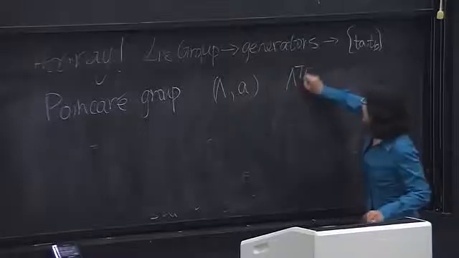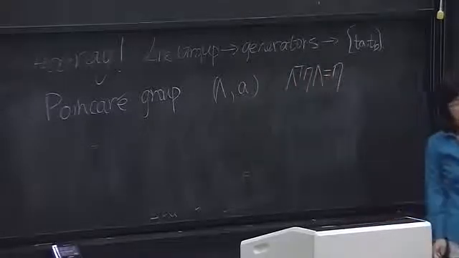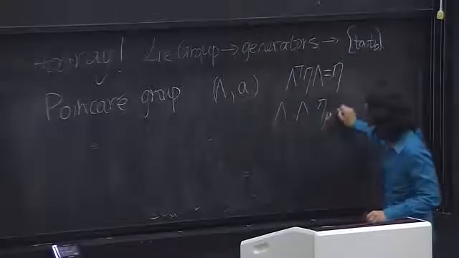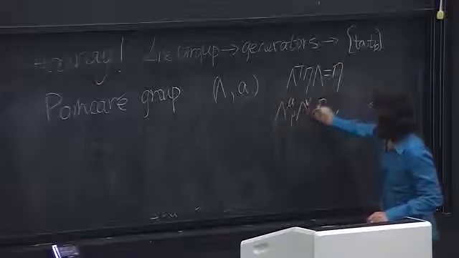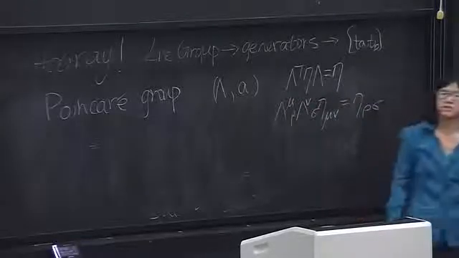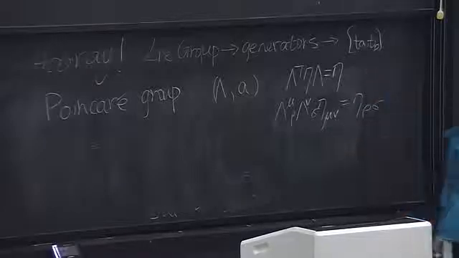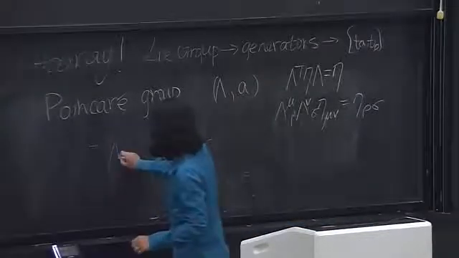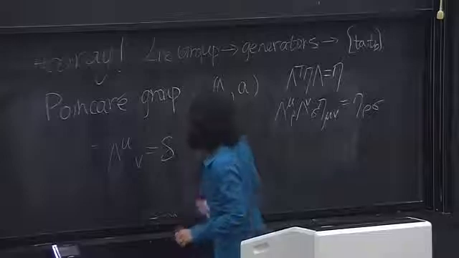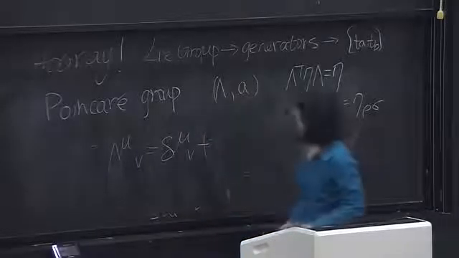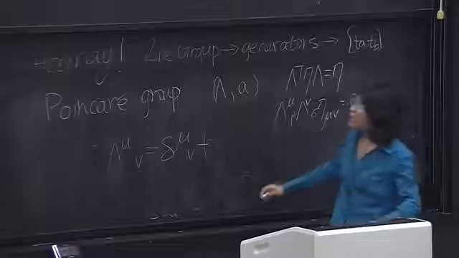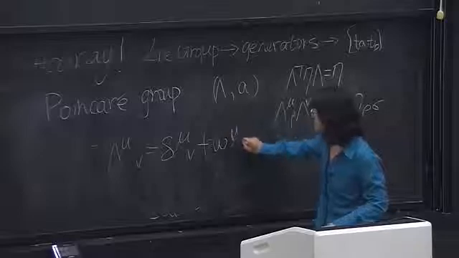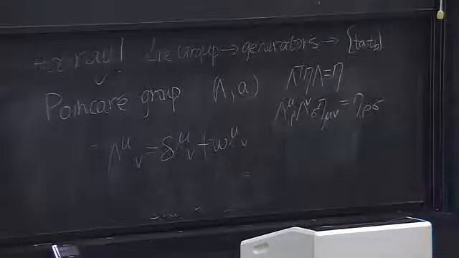And this Lambda satisfies the condition that it preserves the metric. On the other hand, we know that eta^{mu nu} Lambda_mu^rho Lambda_nu^sigma gives eta^{rho sigma}. So this is just with the index restored. So what are we going to do? We're going to expand Lambda around delta, which is the 4x4 identity matrix, and we'll call the small parameters omega.